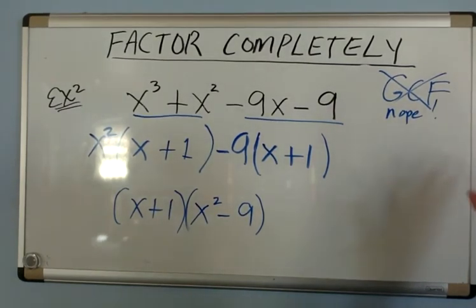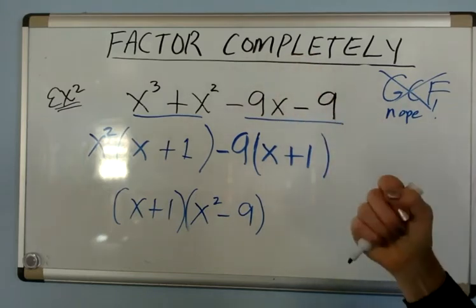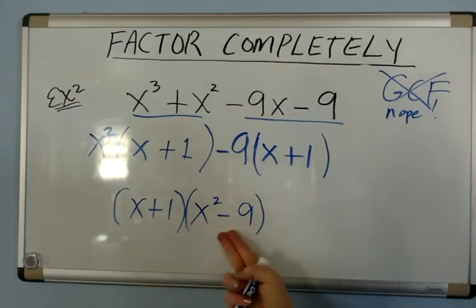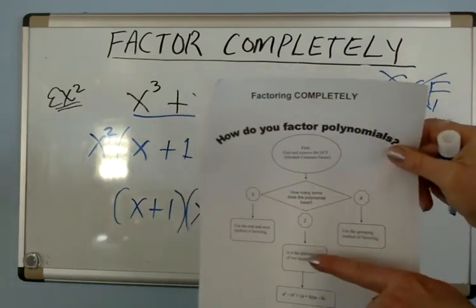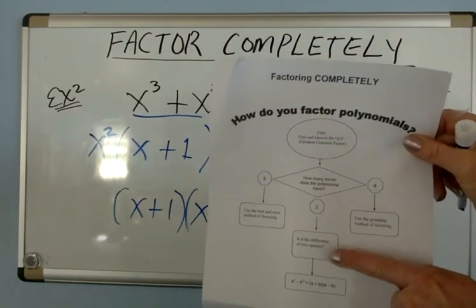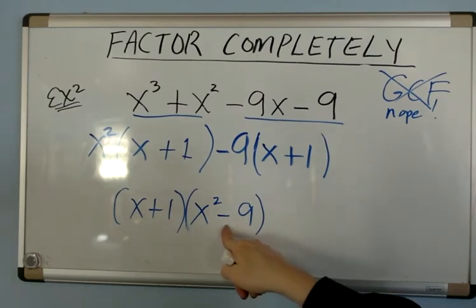And you may say, okay, good, I'm done. However, I want to see if I'm done completely. So I have a two-term expression. Let's look at our flow chart, right? The two-term expressions, is one of them a difference of two squares? And guess what? It is. This one is a perfect square, and this is a perfect square, and it's the difference of them. So this can be broken down some more.